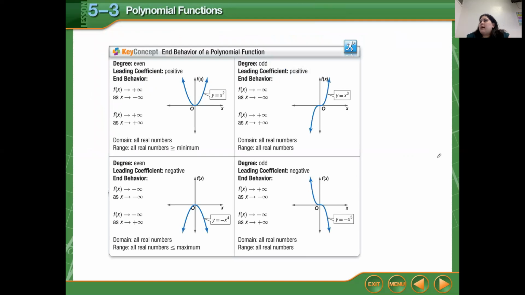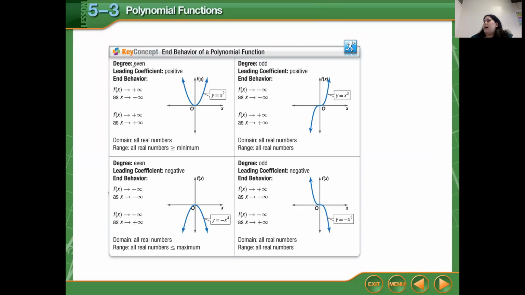Next thing we're going to take a look at is end behavior. So go ahead and pause the video so you have time to write this down. It is actually a very useful table to have. All right, so we have two types of degrees. We have either even or odd. So here are evens, here are odds.